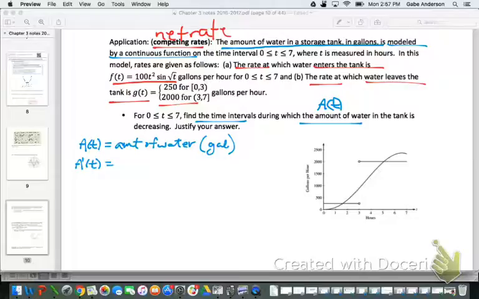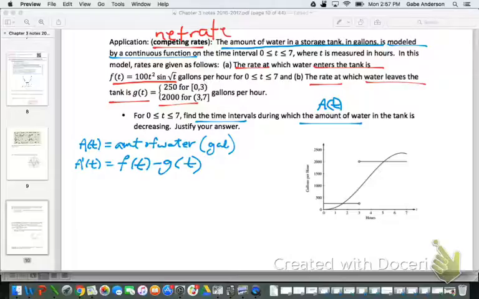What do I have that might be helpful? I have some rates, don't I? And isn't A prime a rate? Yeah. A prime, in fact, represents the net rate. It's the rate of change of the amount of water. And it would be exactly what you just said, Dixon. It would be F of T minus G of T. Let's take a minute and think about why that would be. This is a really crucial point, really important.